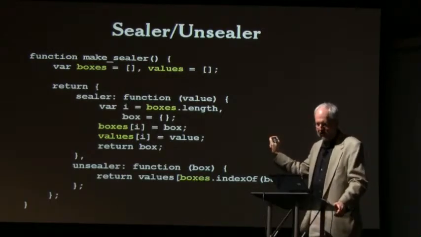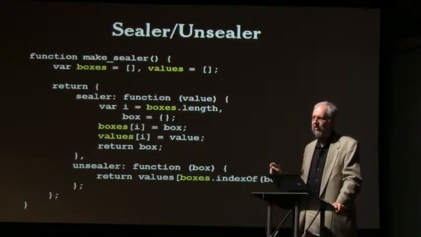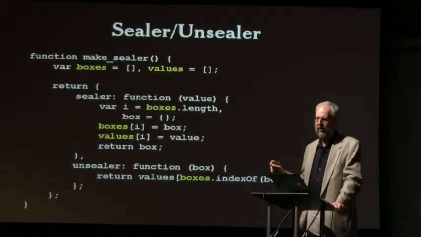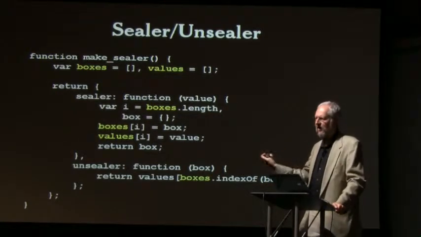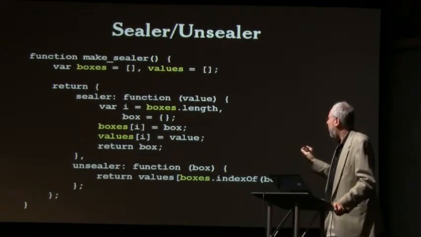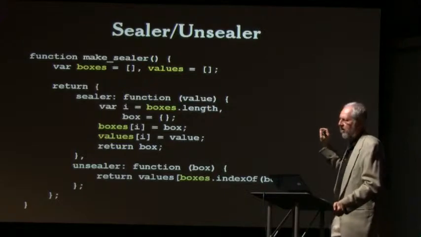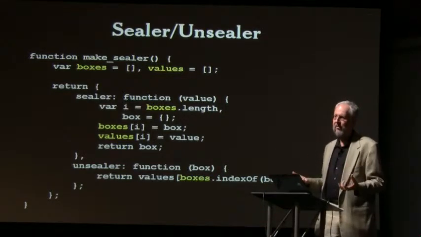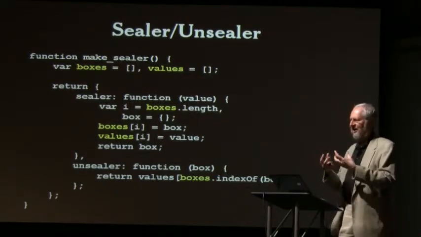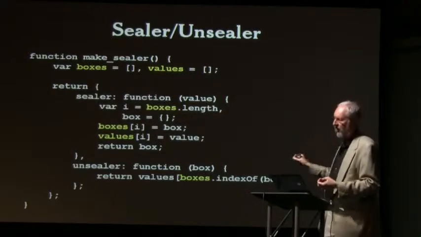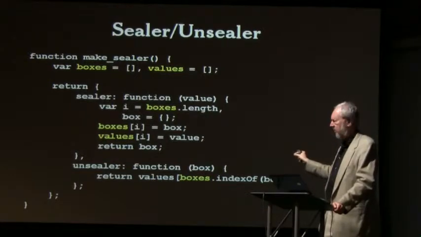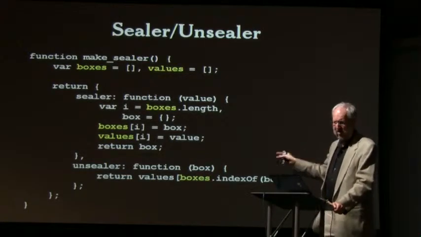This function is a tiny bit harder to write than it should be, because in JavaScript, object keys have to be strings. They can't be objects. If they could be objects, this function would be totally trivial. As it is, it's just slightly trivial. So what I'll do is create the box, the secret container, which is just an empty object. It's really just a token. I'm not actually giving you a real box, but it acts like a box. And I'll store it in my boxes array. And right next to it, I will store in my values array the value that it represents, and then return the box to you. So that was really easy.